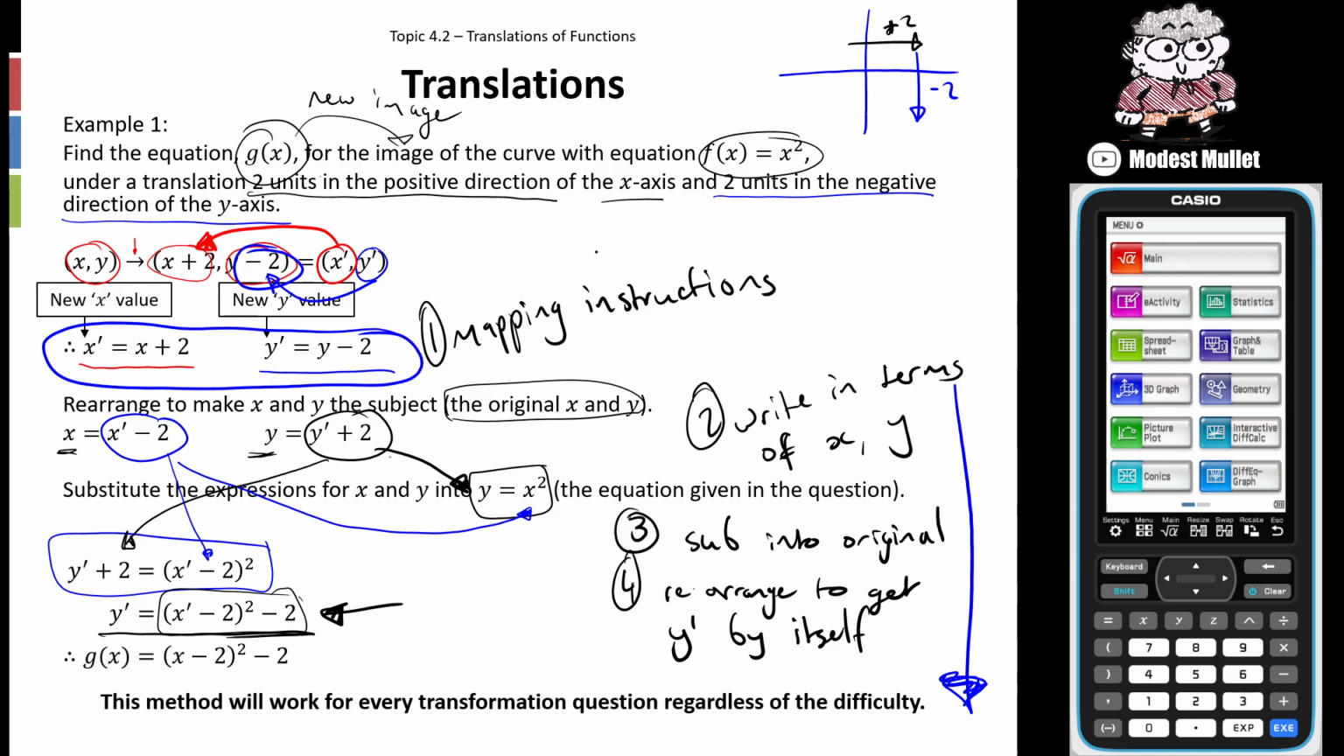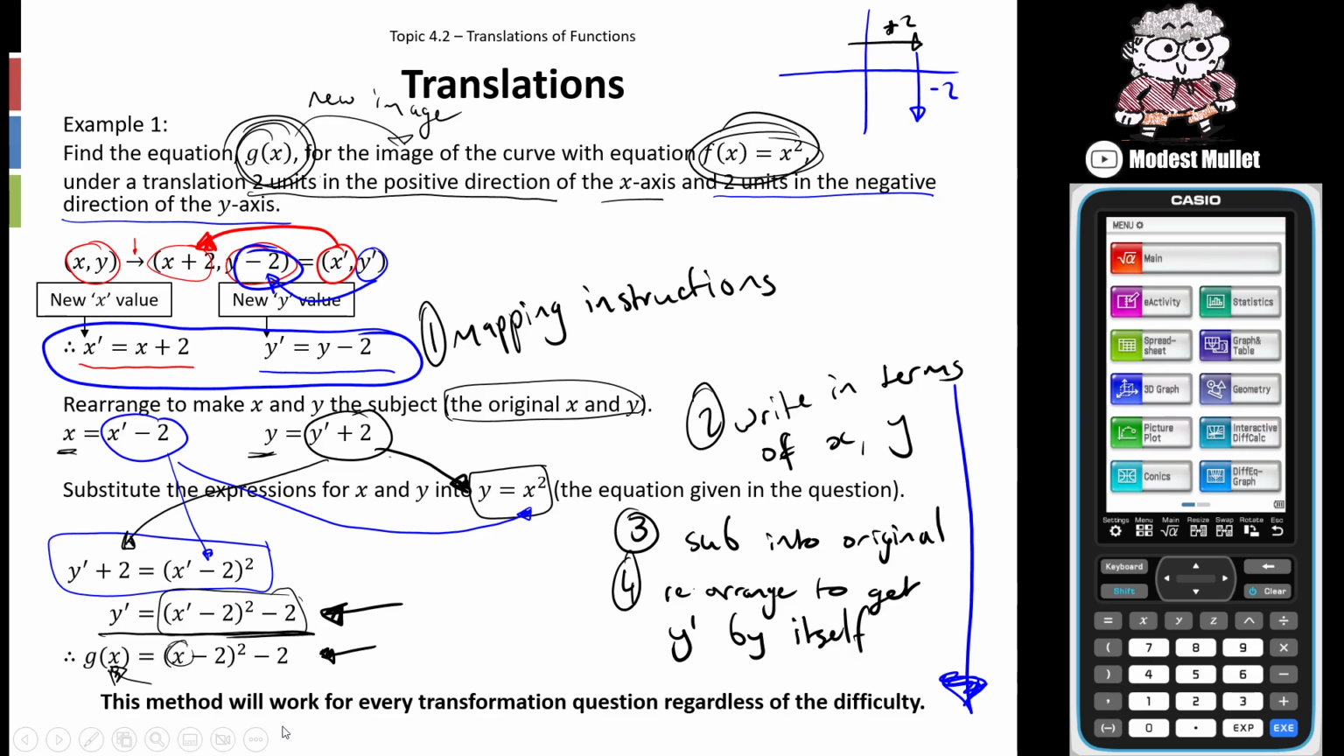The last bit we need to do is we're asked to find g of x, so we just need to now rewrite it. Instead of y dashes and x dashes, it's some new function called g of x, and since it's g of x, not g of x dash, our x dash gets changed to just an x. It's a different x to what was up here. That was f of x. This is g of x.